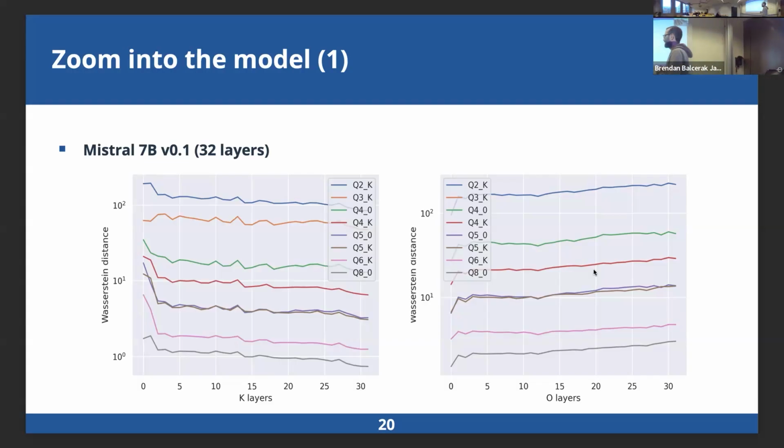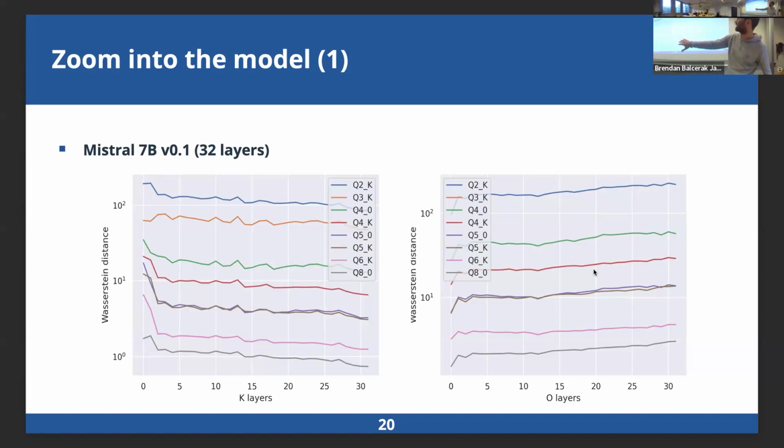So what we see here are the 32 layers of the Mistral model, the K layers. We are looking here at the Wasserstein distances, and the different colors encode the different quantizations. Pay attention that the Wasserstein distance here is on a logarithmic scale. This is because otherwise we would only see the Q to K lines here, and the rest would just be squished near the baseline.